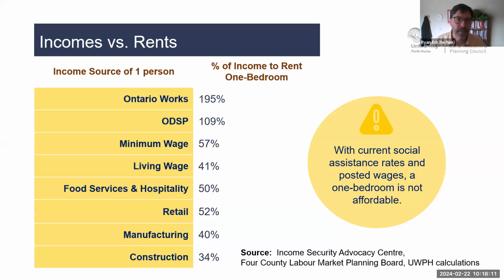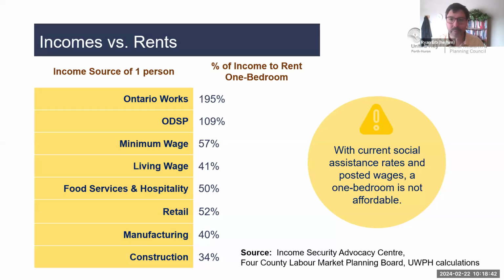Now, when you look at incomes again in this chart against rent, I just want to highlight a few things. One of our challenges as a society is that we have not kept up with our end of the bargain in terms of increasing social assistance rates. And so currently, someone who's on Ontario Works is going to spend 195% of their income on housing. How does that work? It doesn't work, right? If you're on ODSP, 109%. Even if you're making minimum wage, remember, we're aiming for 30% here, 57%.